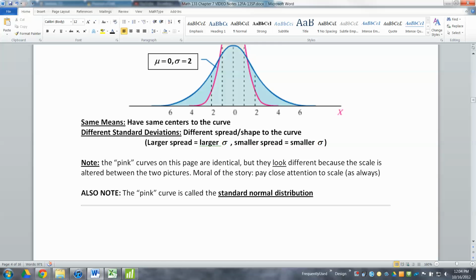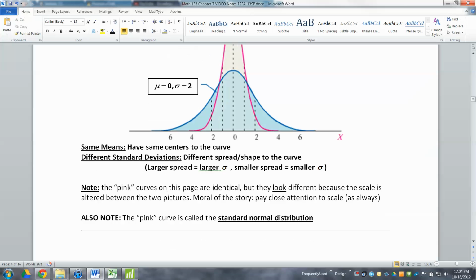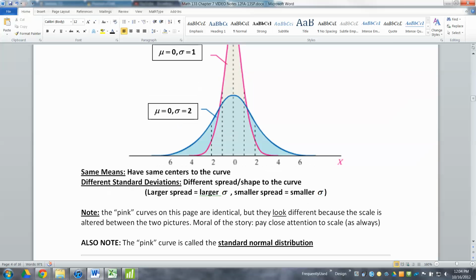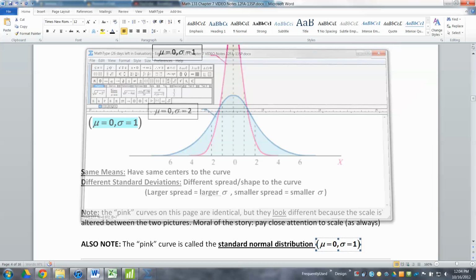All right, also notice that the pink curve, it has a mean of 0 and a standard deviation of 1. That's really a nice curve. It's really special. It's the most special normal curve. It's called the standard normal curve because mean of 0, standard deviation 1 is really nice to work with and has historically been very nice to work with when they didn't used to have calculators and computers to do stuff. So the standard normal distribution, the standard normal curve, that's what the pink one is. It's got a mean of 0 and a standard deviation of 1. Matter of fact, I'll even put that in here. Cool.